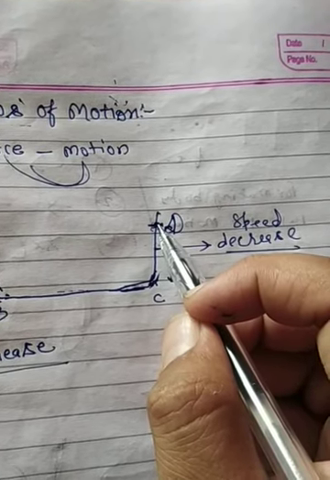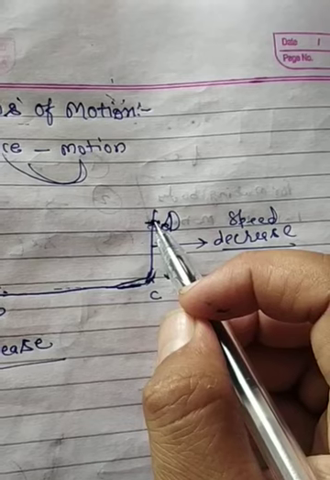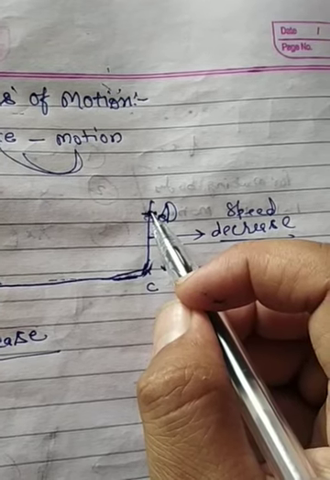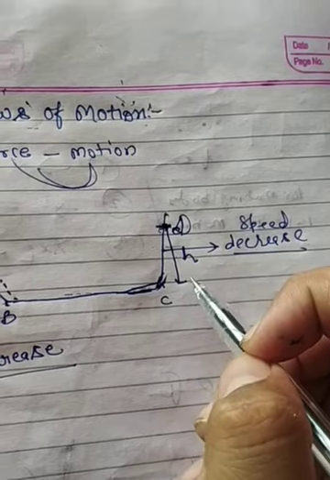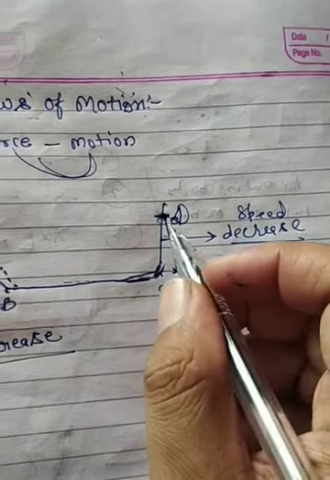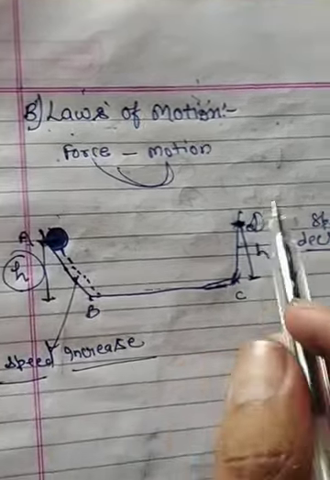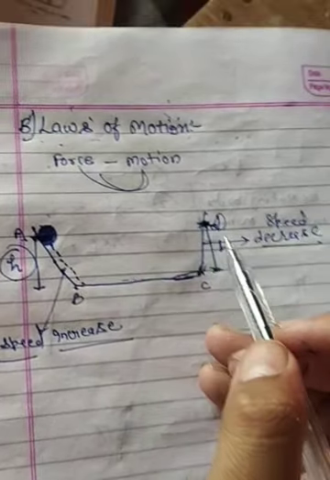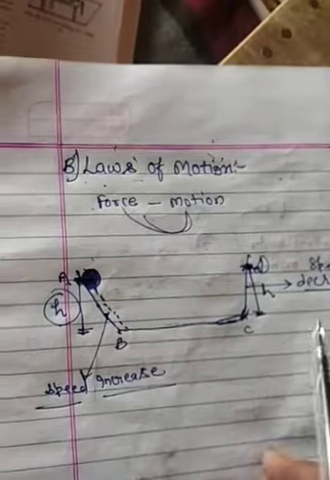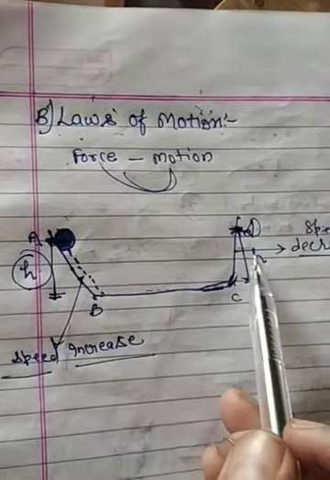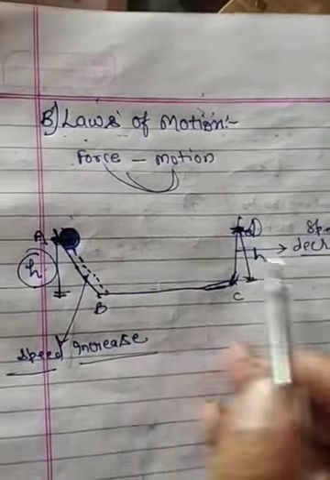We will observe that the ball reaches nearly the same height h from the ground. Okay? Means this height is totally equivalent to this height only. So we can say that at both places the ball will get the same height.